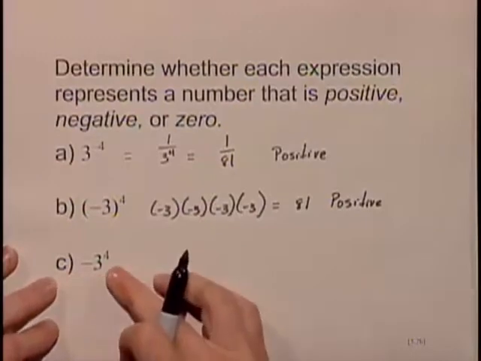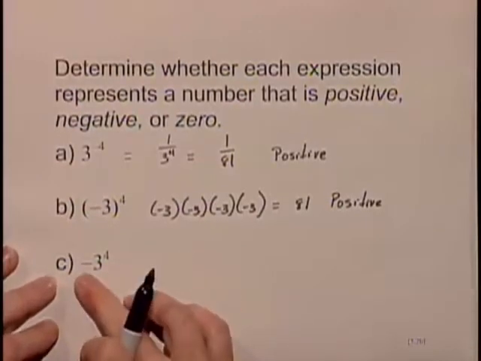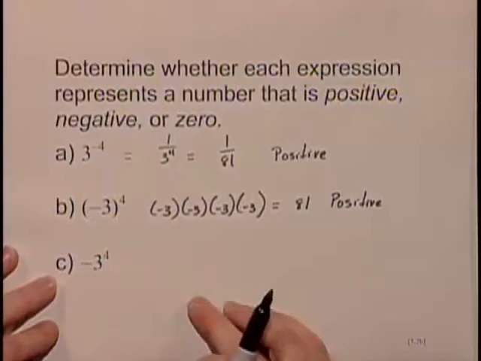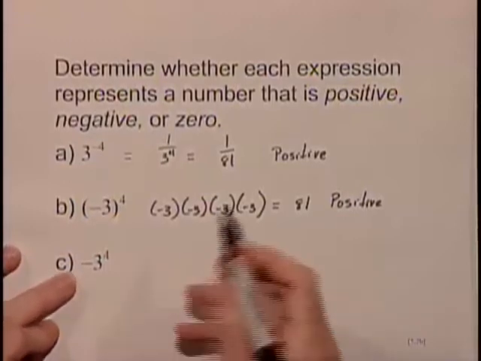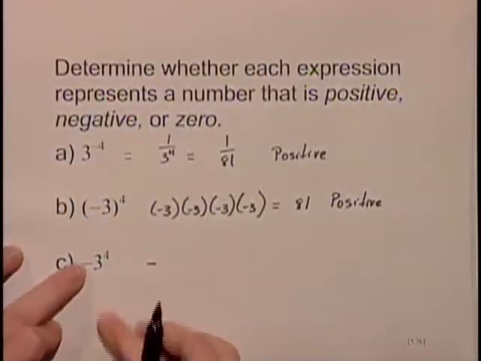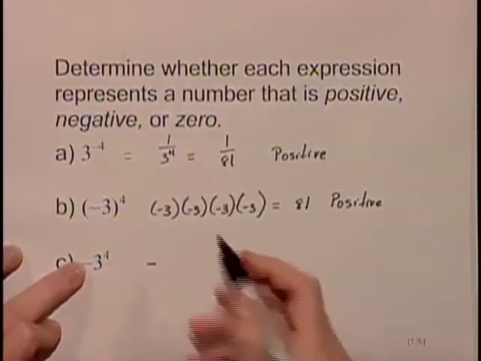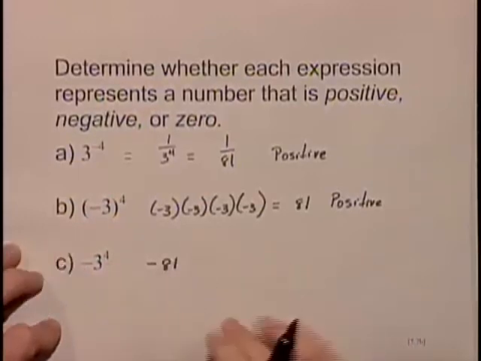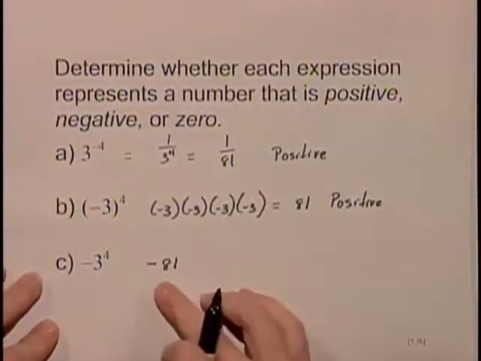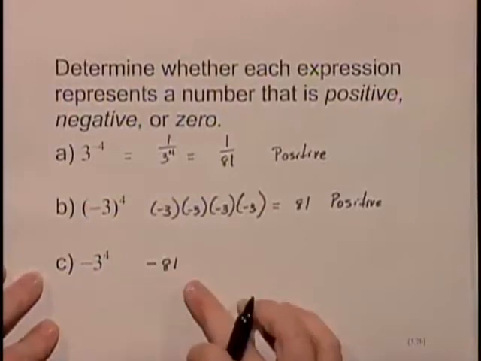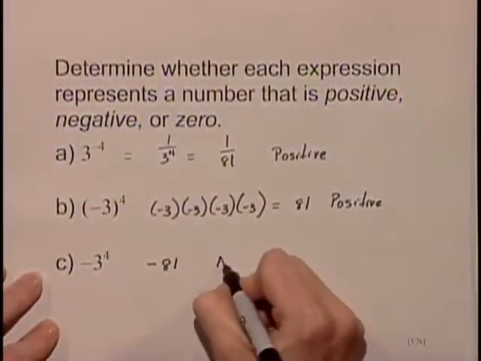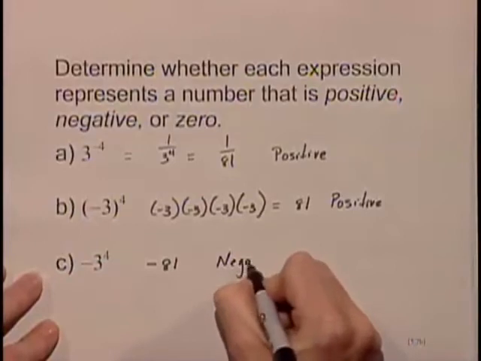Part C. Negative 3 to the 4th power. Keep in mind this negative is not contained within any parentheses. So we'll hang on to that out in front and we'll evaluate 3 to the 4th power for negative 81. This is a negative value, so we'll label that negative.